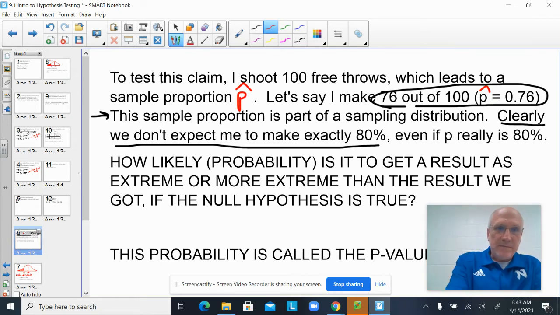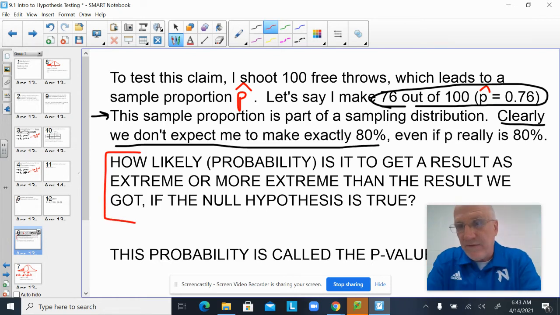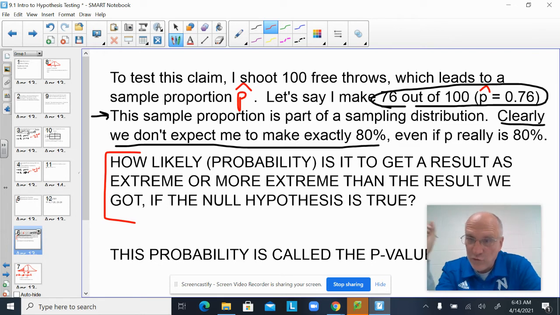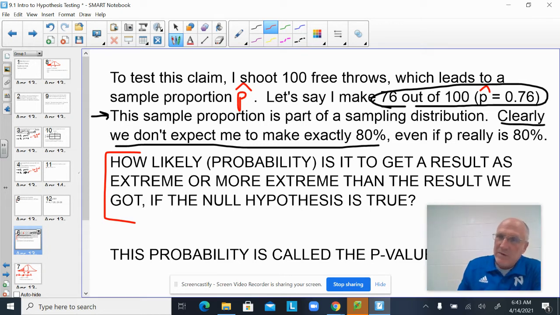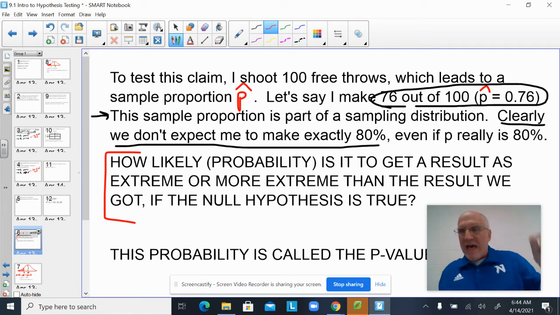The question is this, and I put it in all caps because I guess I'm feeling like yelling at you all. It says, how likely, and that's a probability, how likely is it to get a result as extreme or more extreme than the result we got if the null hypothesis is true? Let me have you digest that. If the null hypothesis is true, which in this case is, let's say I really am an 80% free throw shooter, how likely am I to get a result like 0.76? Anything that low or lower? What's the probability of doing that poorly or worse? That's the probability we're going to calculate.